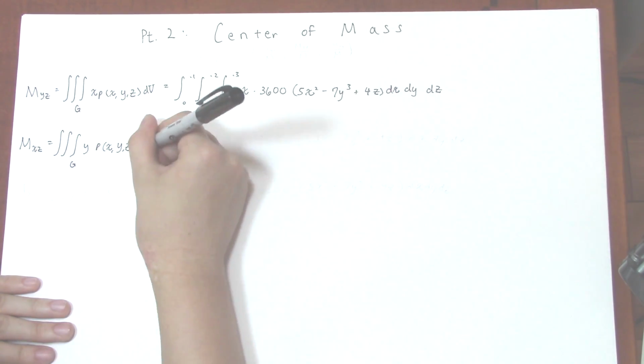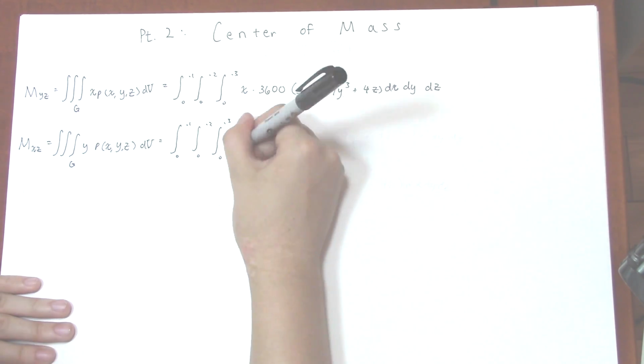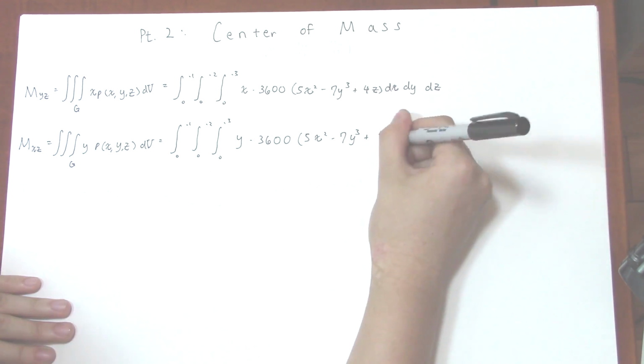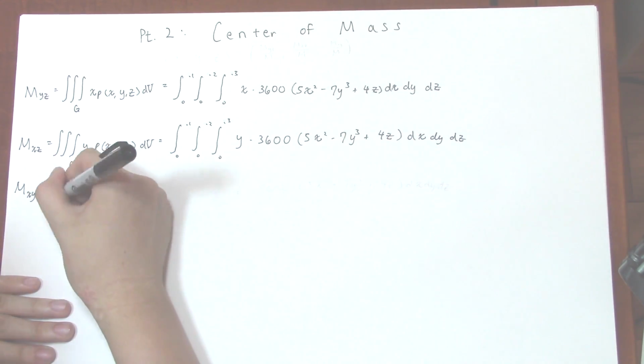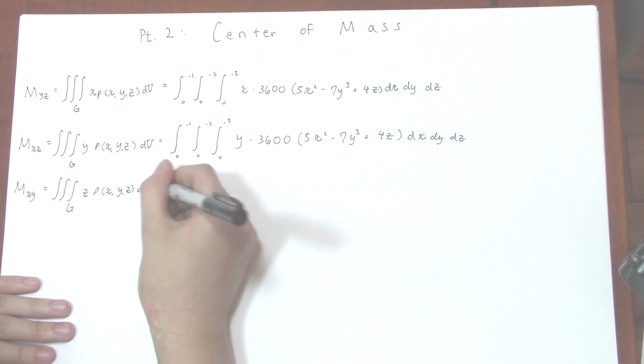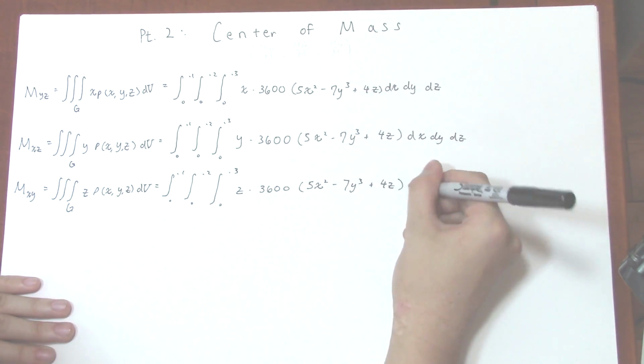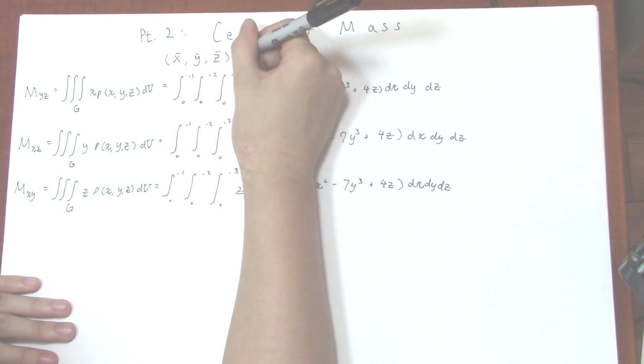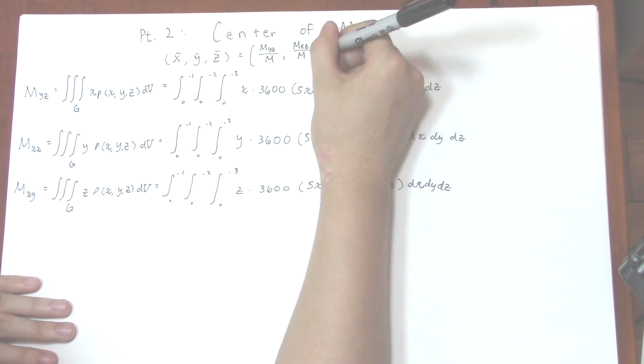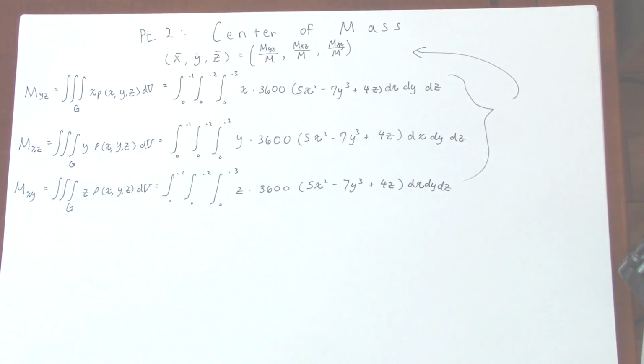To find the xy coordinates for the center of mass, we must take the triple integral of the density function multiplied by z with respect to x, y, and z, and divide it by the mass of the kitten. To find the xz coordinate for the center of mass, we must do the same except multiply the density function by y. Finally, to find the yz coordinate, we must multiply the density function by x.